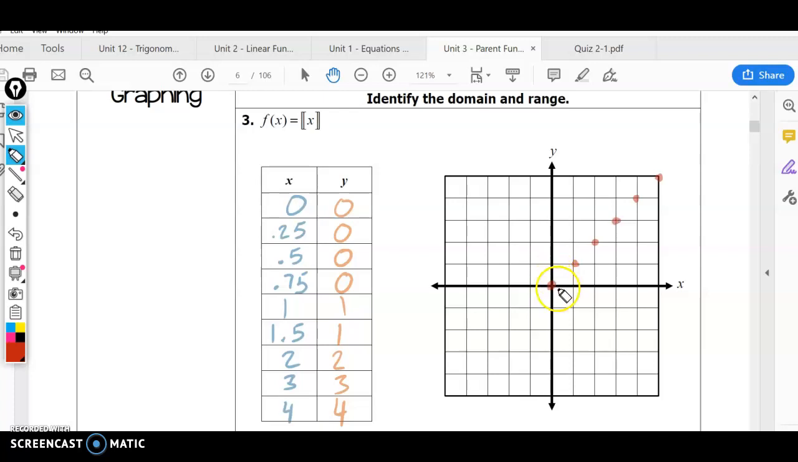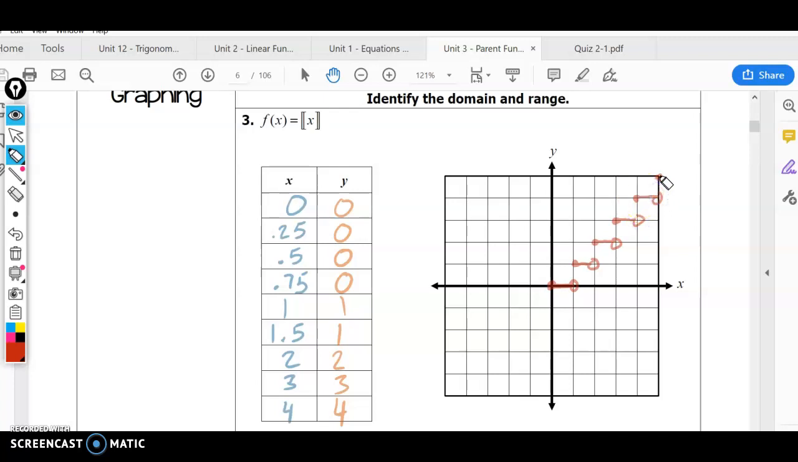If I inputted 0.25 or 0.5 in the middle here, or 0.75, I still get 0. So it actually goes all the way to 1, but as soon as I reach 1, it jumps up. So it's an open circle. Same thing here, 1.5 all the way to 1.9. As soon as it reaches 2, it jumps up. Same thing here, as soon as it reaches 3, it jumps up. So you're going to put open circles, just like that, continuing the pattern upward.